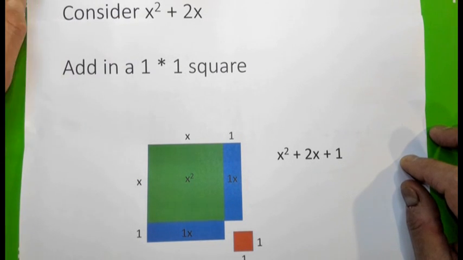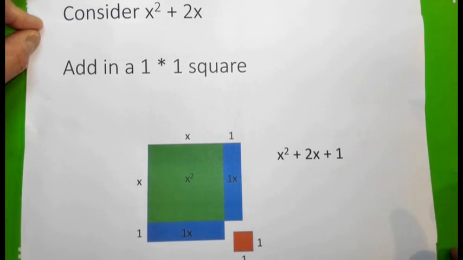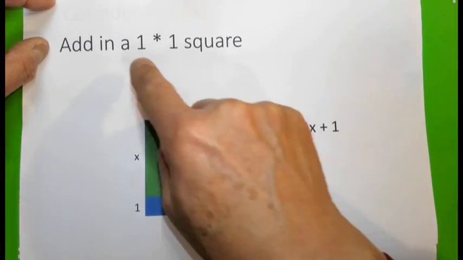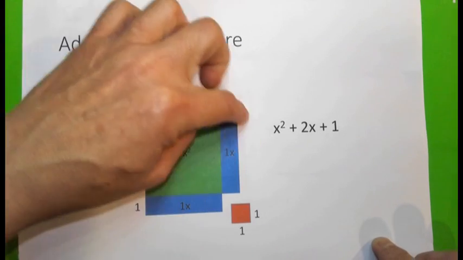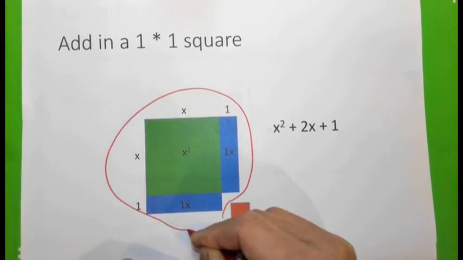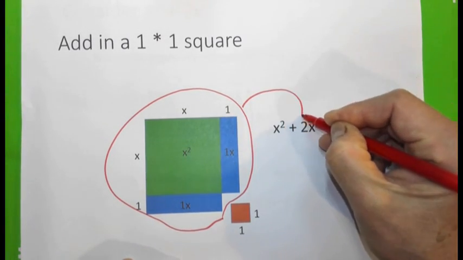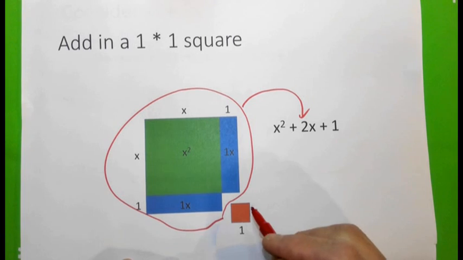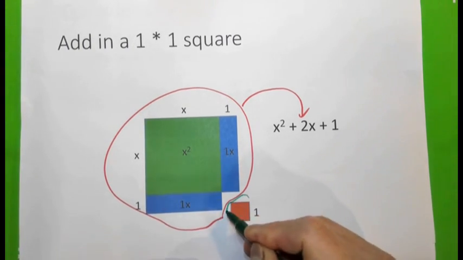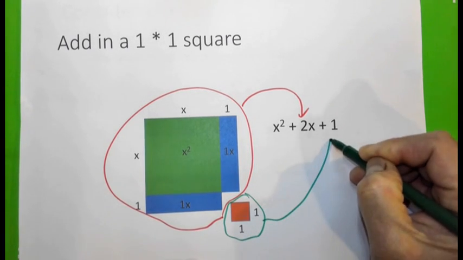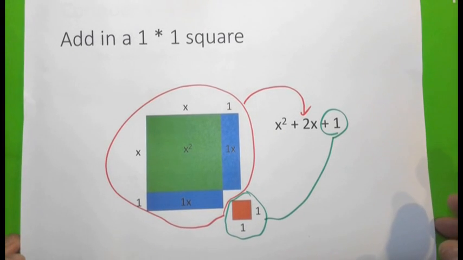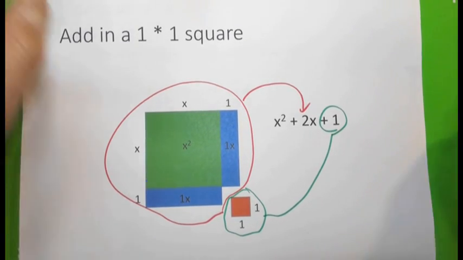When we consider x squared plus 2x, we can actually complete it to a perfect square by adding a 1 by 1 square. So this bit here represents x squared plus 2x, and therefore when we add in the square, which represents the 1, that actually is called completing the square. We therefore have a full square.